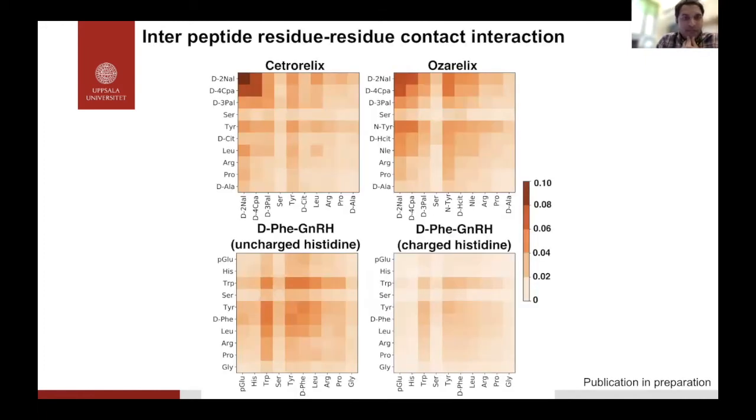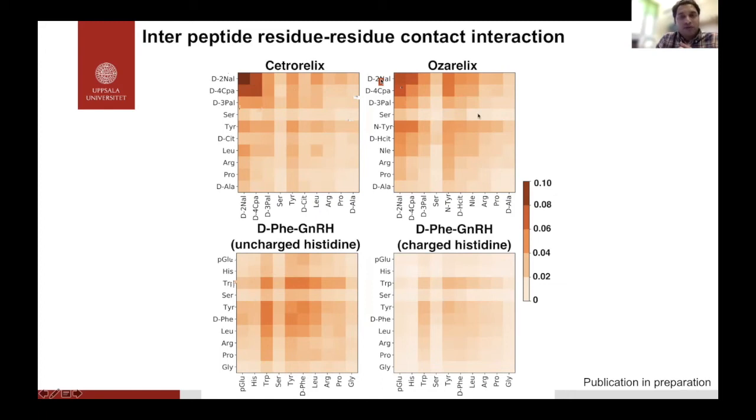And here we have performed this inter-residue contact interaction map. If you compare these four different maps, you can see that the initial peptide interaction is quite high in both cetrorelix and ozorelix, while these three residues are not available in the diphenyl GnRH, so it is quite different. Cetrorelix and ozorelix are quite similar, and the absence of these residues makes diphenyl GnRH less aggregation prone compared to cetrorelix and ozorelix.